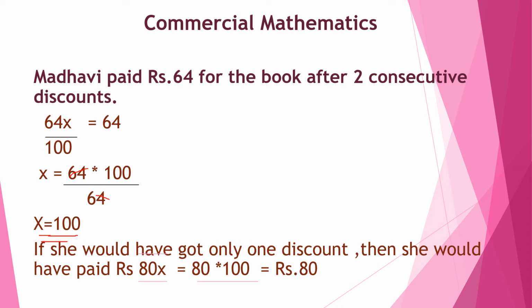So if she had got only one discount, she would get the book at 80x by 100, that is 80 by 100 into 100. How much rupees would they get? Rupees 80 over here. So finally the amount would be rupees 80.